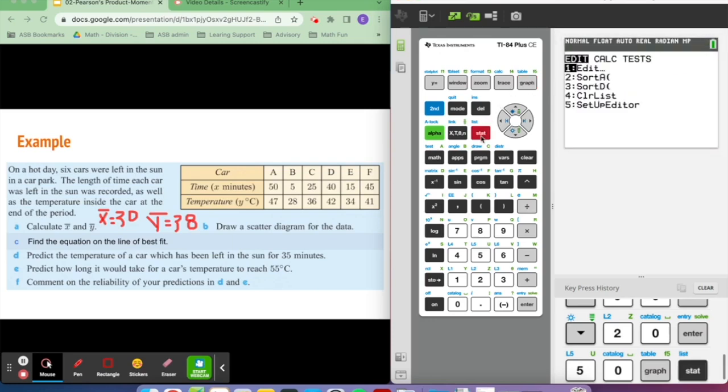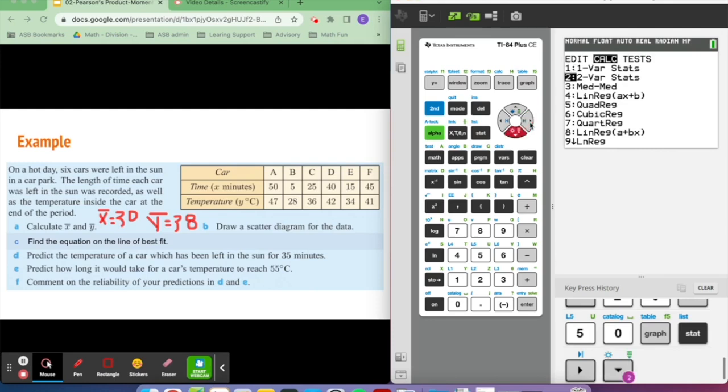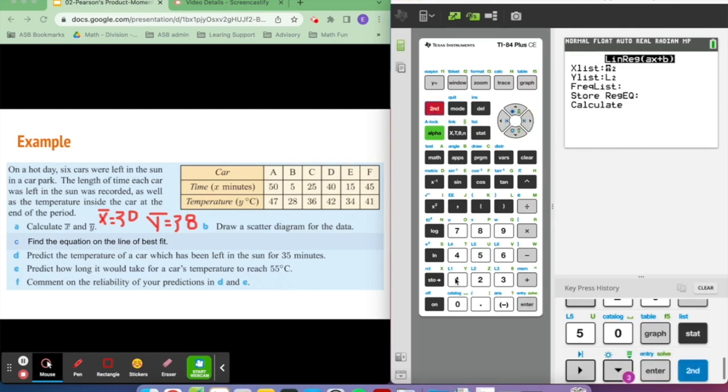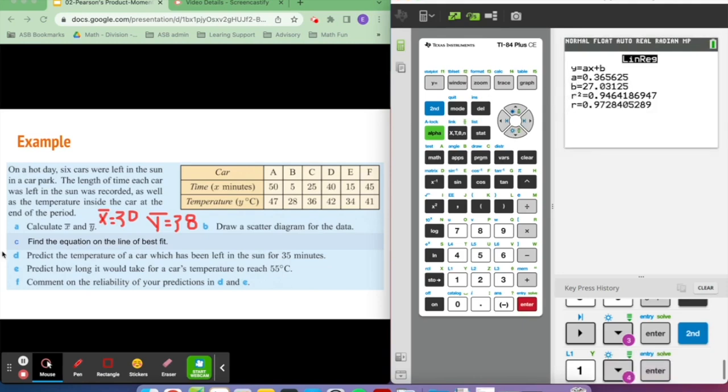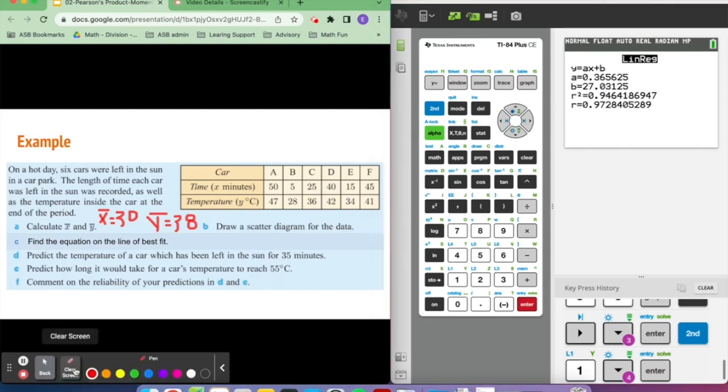We go in statistics, calculation, fourth option, linear regression. Our x values are in L1, our y values are in L2, and we are ready to calculate. Now we have A and B, our slope, our y-intercept. So we're able to answer question C here.